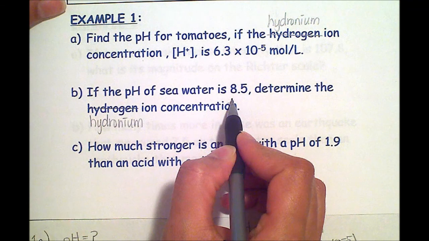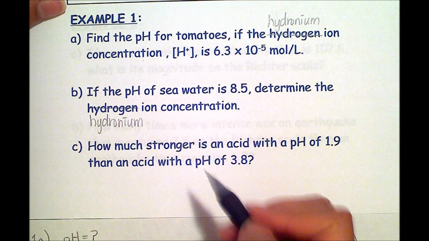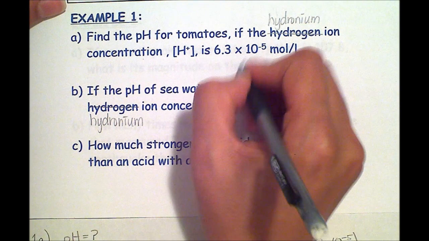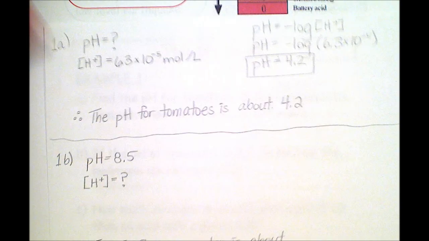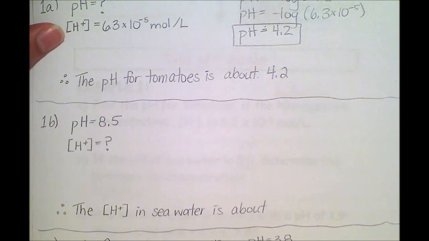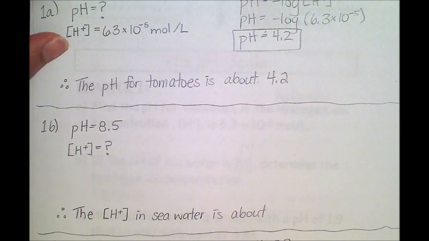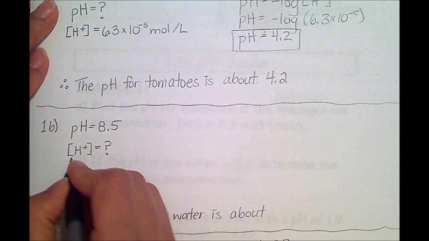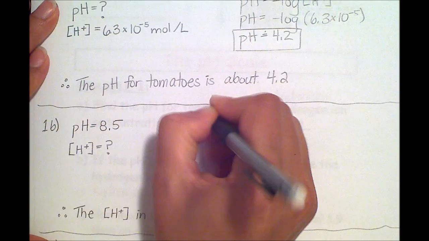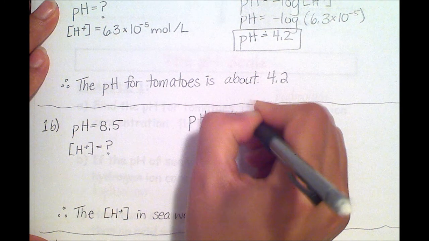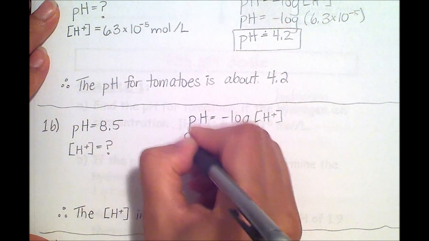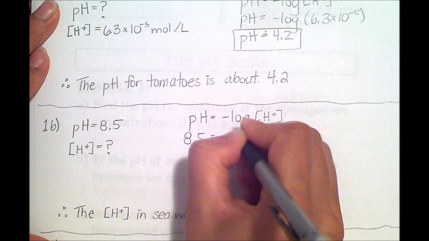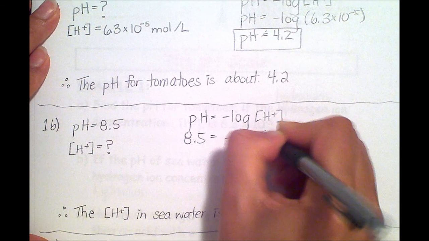Determine the hydronium ion concentration. So this time I'm told the pH, and I'm looking for the hydronium ion concentration. So for that question, I know the pH is 8.5, and I'm looking for the hydronium ion concentration. So I'm going to start with the formula again. And so what I'll do is I'll replace the information I know. I know the pH is 8.5. And I'm going to try to solve for the hydronium ion concentration.